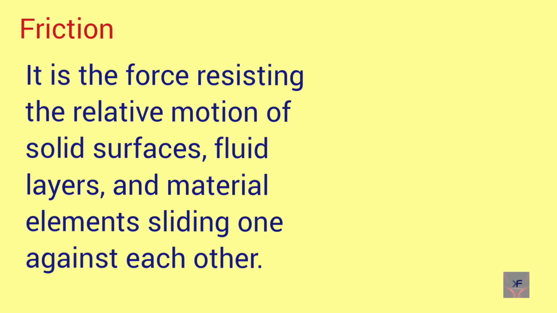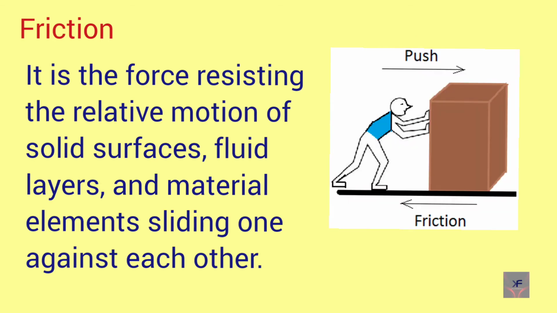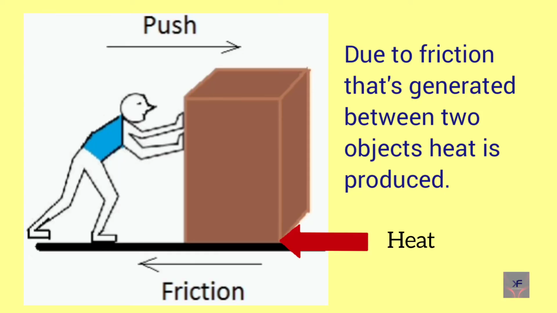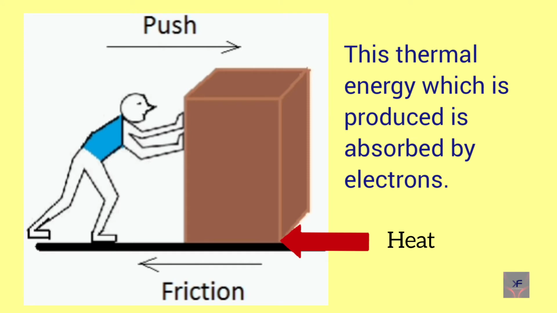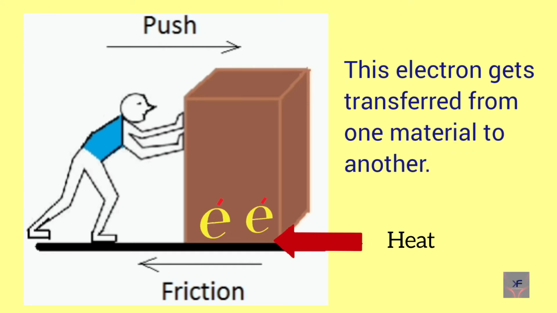So what is this friction? It is the force resisting the relative motion of solid surfaces, fluid layers, and material elements sliding against each other. Due to friction that is generated between two objects, heat is produced. This thermal energy which is produced is absorbed by electrons. This electron gets transferred from one material to another.